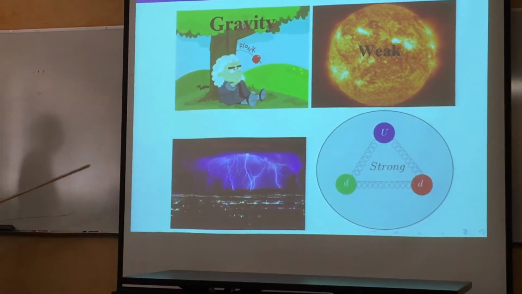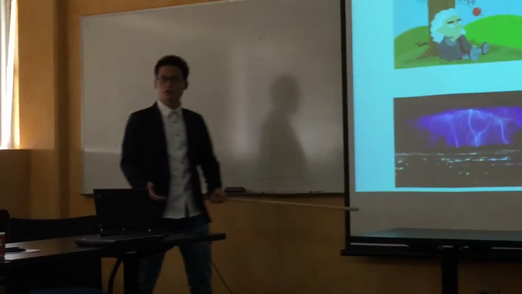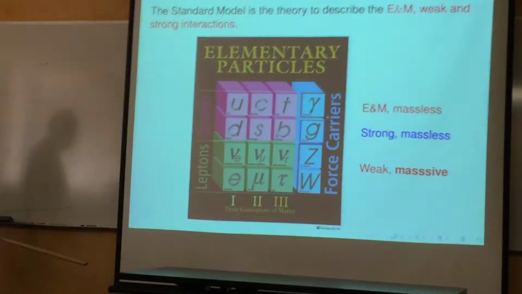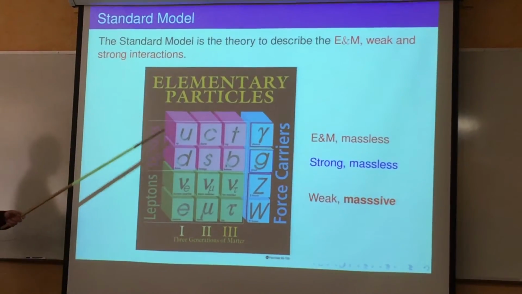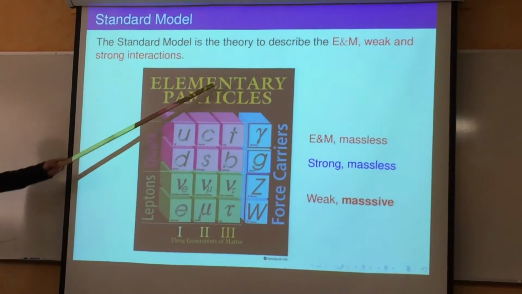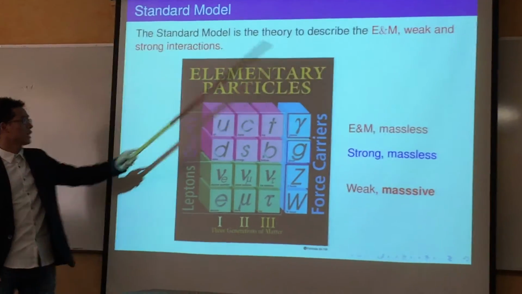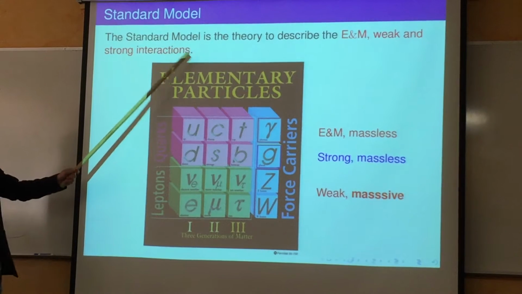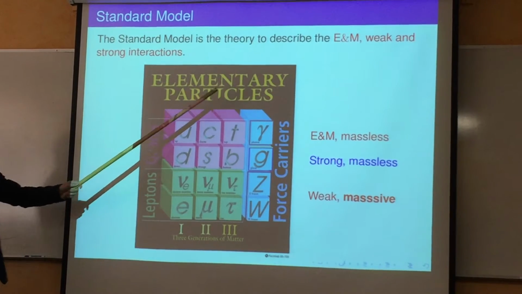So we know there are 4 interactions. We need a theory to describe those interactions, right? The standard model is the theory to describe 3 of them, not all of them: the electromagnetic, the weak, and the strong interactions. And in this model, those are the elementary particles.